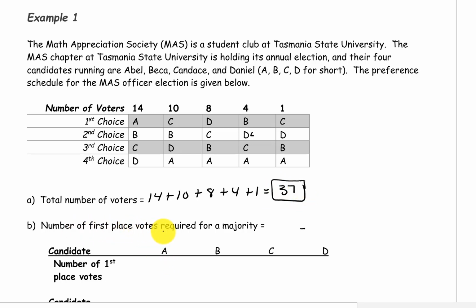Next, we want the number of first place votes required for a majority, and to calculate the majority, remember we take the total number of voters and we divide that by 2. And 37 divided by 2 gives you 18.5. And we need to round that up to the next whole number, so that would be 19.